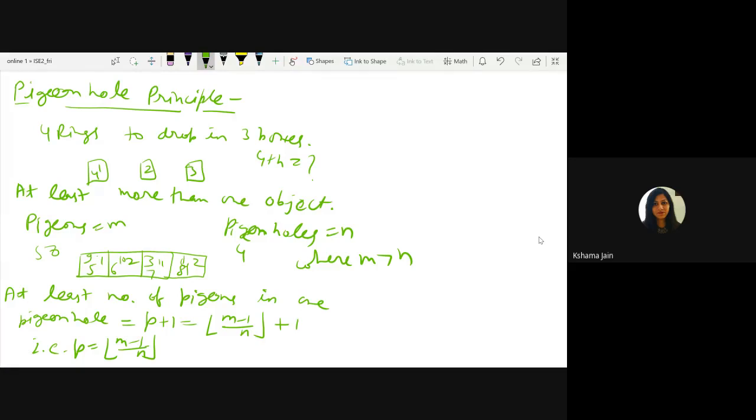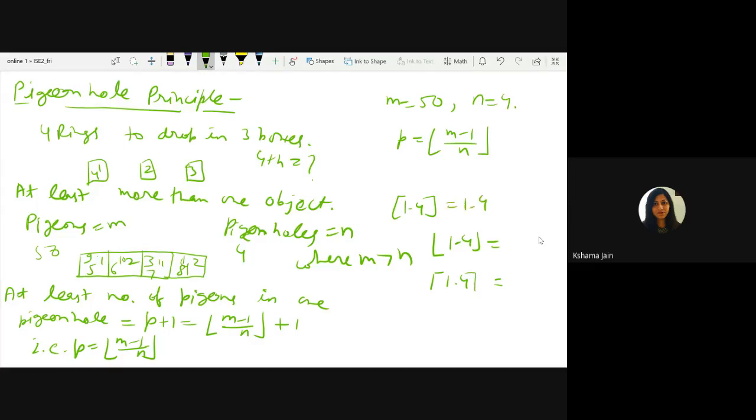So let's start with this. Like this, a random example I have taken: 50 pigeons in 4 pigeonholes. So I need to take M as 50 and N as 4. Then P will be, now this thing also I need to explain. I'm putting these brackets here, and one is there here. Do you know what these are? These are some functions.